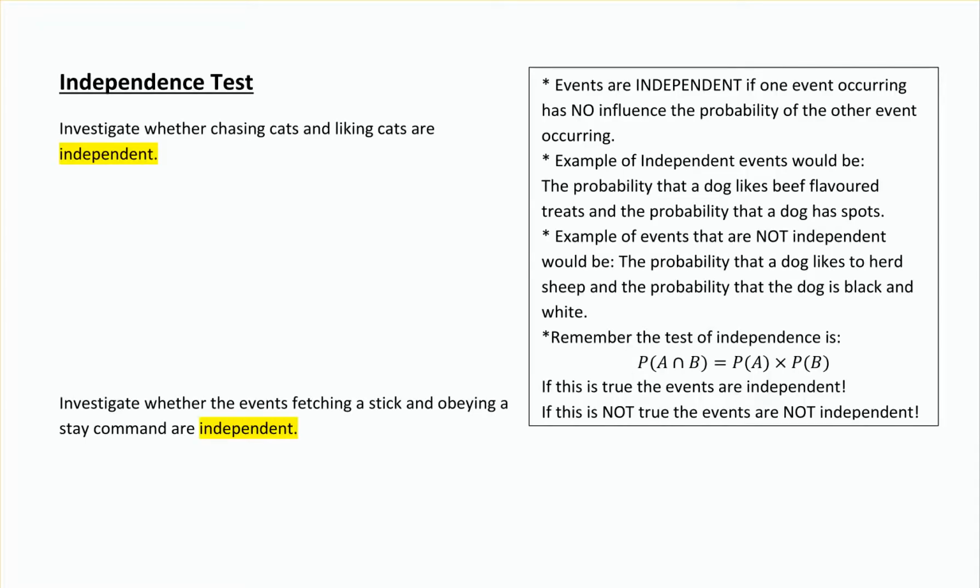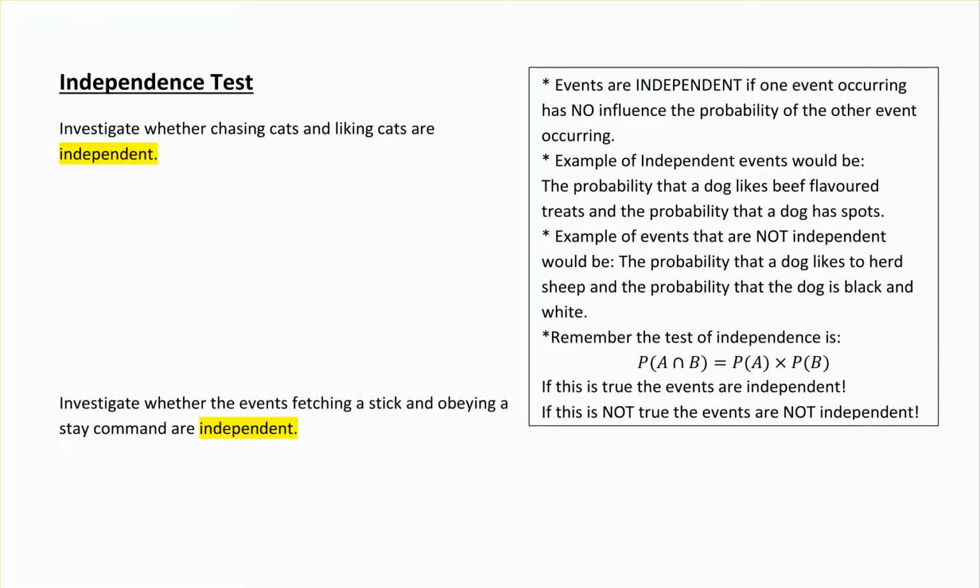So I'm going to introduce this idea of independence here. It's something that we'll come back to again and again throughout the topic. But just to introduce it the first time, two events, so two things like being a brown dog or being a dog that can fetch sticks, for instance, are independent if one event occurring has no influence on the probability of the other event occurring.